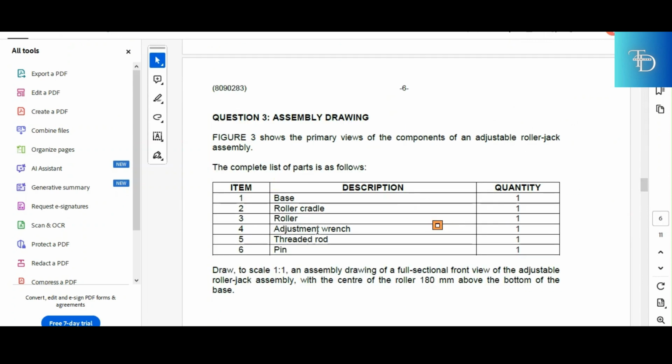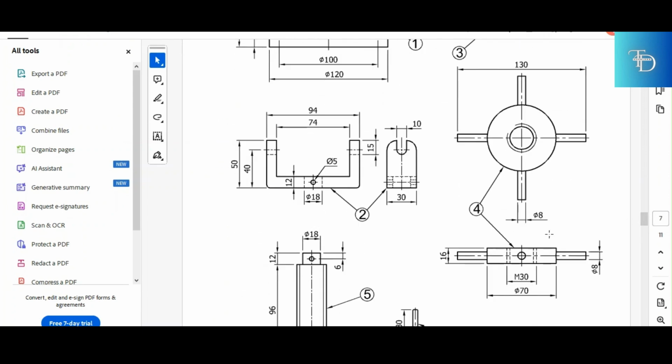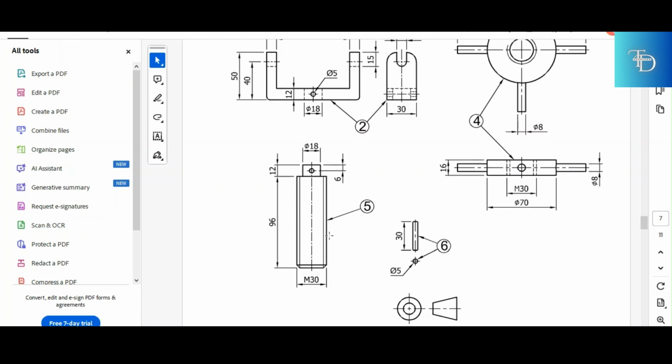And then you have the adjustment wrench, part number 4. Part number 4, you have the adjustment wrench right there. And then part number 5, you have the pin. And then part number 6 is the key. They only gave you a single view for part number 5.